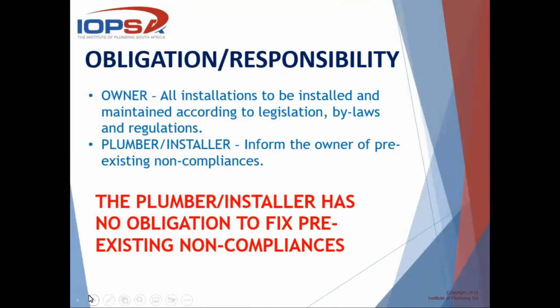Obligations and responsibility regarding this. The owner is responsible for his installation. So as you see on the picture, the owner, all installations to be installed and maintained according to legislation, bylaws, and regulations. On the part of the plumber or the installer, the responsibility is to inform the owner of pre-existing non-compliances. So there is no obligation in terms of any legislation or standard towards the plumber to fix pre-existing non-compliances.